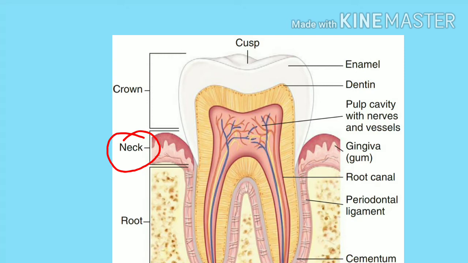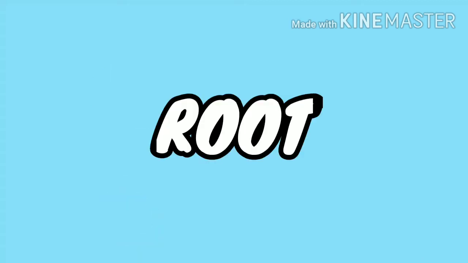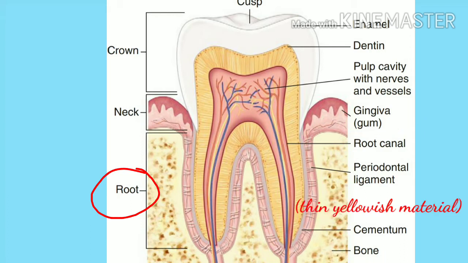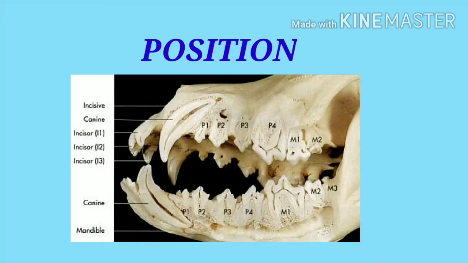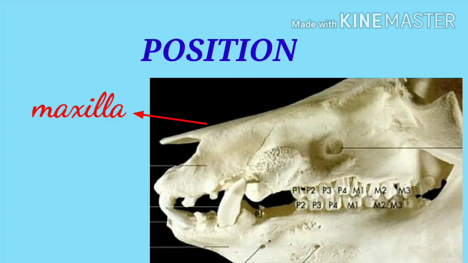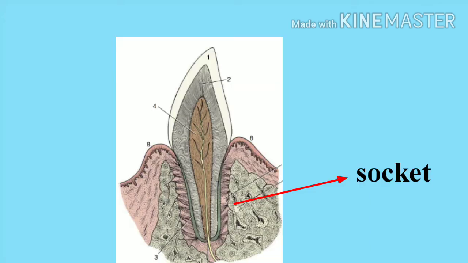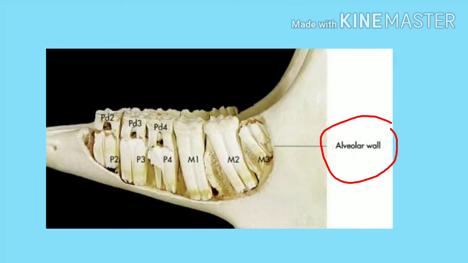Then let's study about neck. It is the slight constriction located at the gum line where the enamel ends, and it is present between crown and root. Then let's study about root. It is the portion below the gum which is embedded in the bony alveolus, and it is covered by a thin yellowish material, that is cement. And then let's study the position where the teeth is present. It is embedded in the upper maxilla bone and lower mandible bone along the margins. They are found in the socket or cavity called alveolar socket.